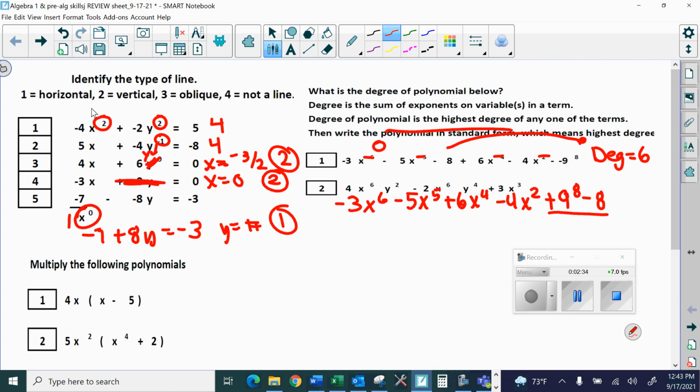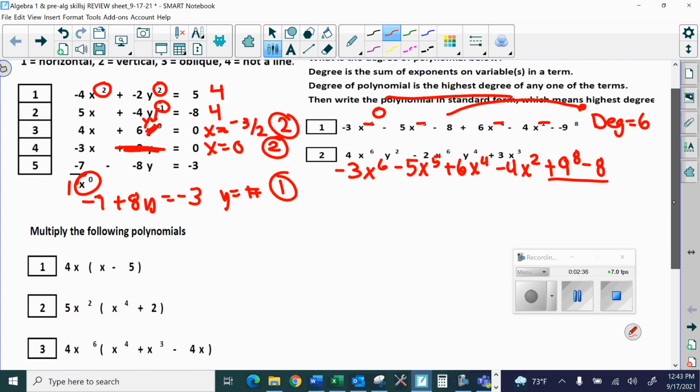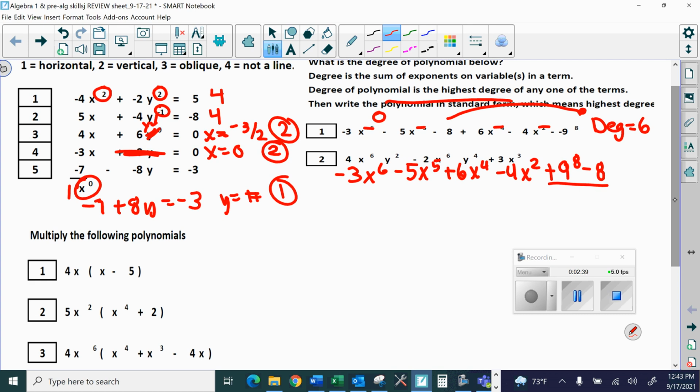Okay, number 2 now. I look at these ones and I see on the variables 6 is the highest. So the degree is 6. Okay, so for number 2, degree is 6. And standard form.